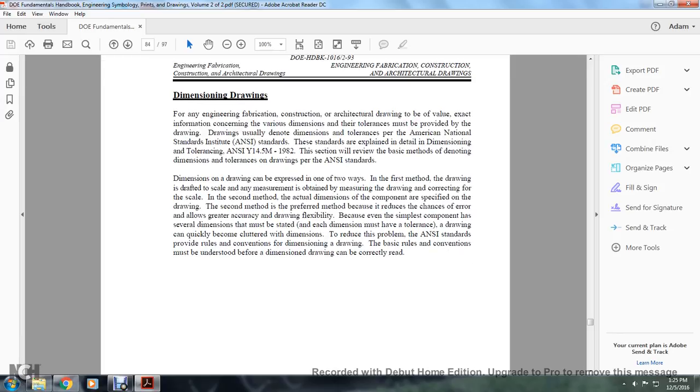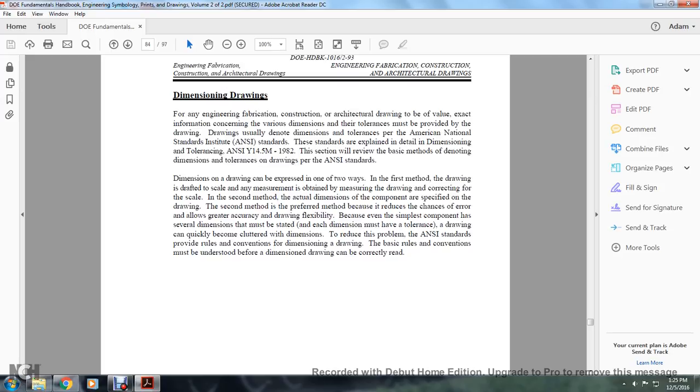The dimension on the drawing can be inserted in one of two ways. The first method: the drawing is scaled, the measurement is obtained from the drawing, and then corrected for the scale. The second method: the actual dimension of the component is specified on the drawing. The second method is the preferred method because it reduces the chance of error, allows greater accuracy of the dimension, and gives drawing flexibility because of the simpler component.